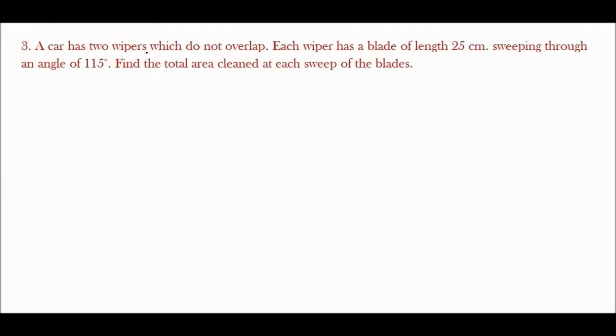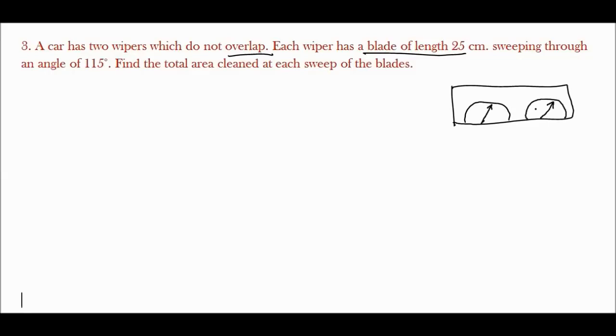A car has two wipers which do not overlap. Overlap means one does not go over the other. Each wiper has a blade of 25 centimeters. Like this car, the front glass is like this, and this is the wiper. This is the second wiper. This is 25 centimeters, and this is also 25 centimeters.